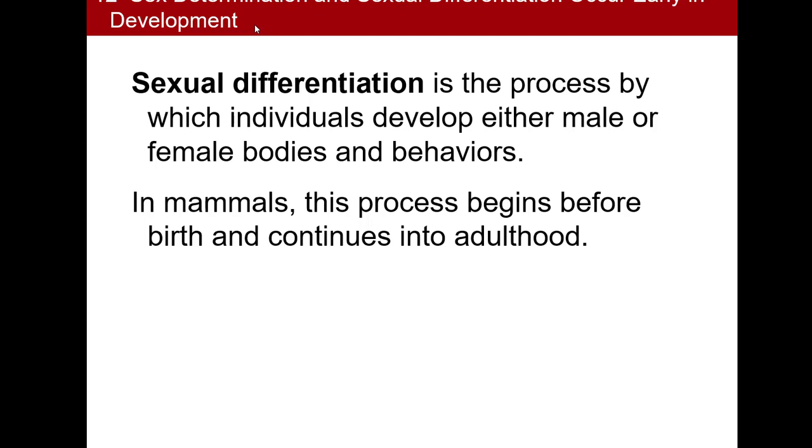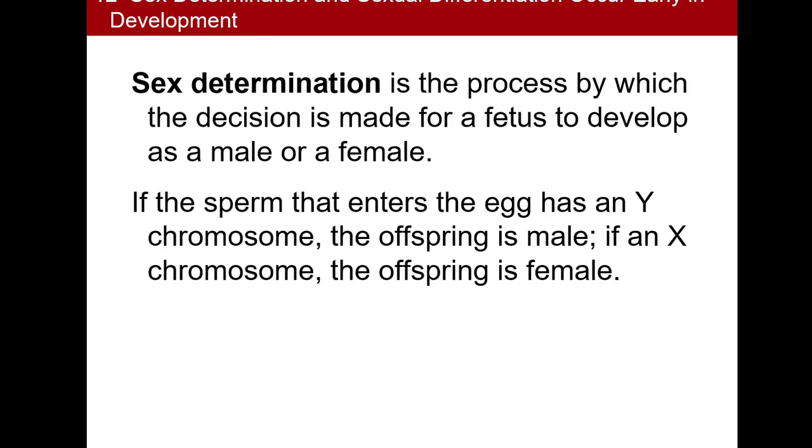Now, when does sexual differentiation happen? Well, it's a long process. It begins at conception, and we're going to talk about all the different things that can happen during pregnancy, in utero, and then it continues after birth into adulthood. If you think about puberty and other things that can happen, this is a process that can continue throughout the lifespan.